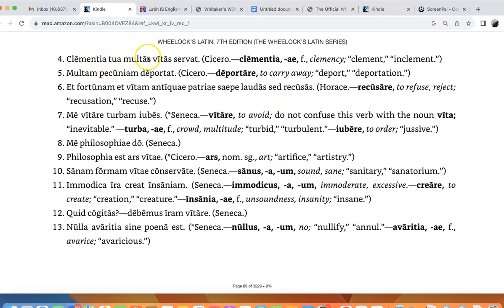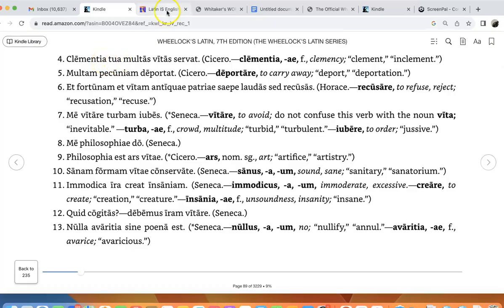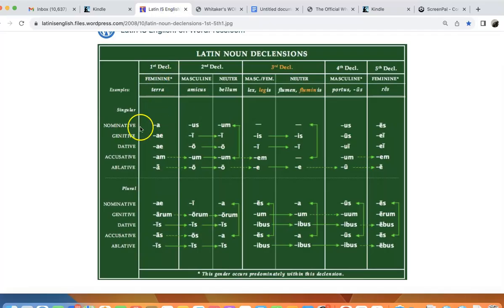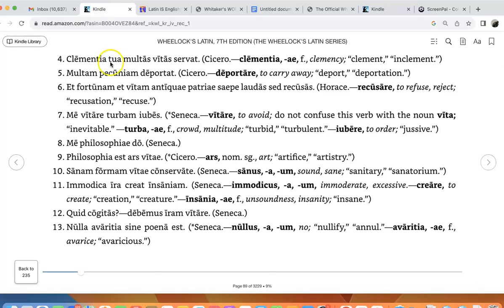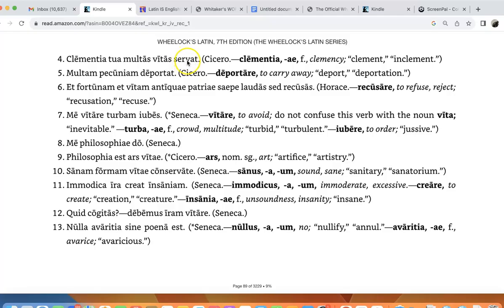Let's move on here. Clementia, again, it's in italics, so that's the translation. Clemency, what does clemency mean? Well, it's a kind of pardon. So Your Honor, we would like to ask the court for clemency, would be an example of that. So clementia tua multes vitae servat. Now, we need a subject, and so Latin often does put the subject first. So there's a, a, so that should give us a little confidence that's probably the subject. Now, what does that mean? Your clemency. So your clemency saves or is saving many lives.